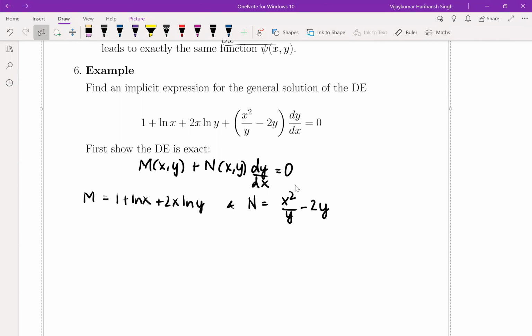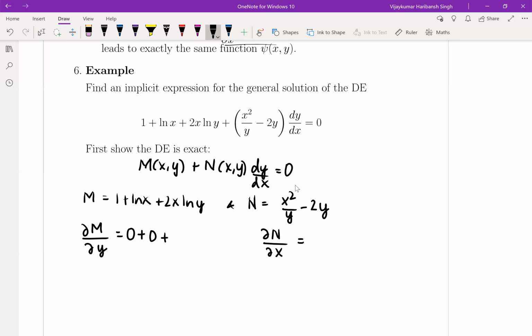So let's compute the partial derivative of M with respect to y, and then the partial derivative of N with respect to x, and check if they are equal. So what is the partial derivative of M with respect to y? 1 is a constant, so it will be 0. ln x with respect to y is also 0. 2x is a constant, comes out. The derivative of ln y is 1 over y. So I can write it as 2x divided by y.